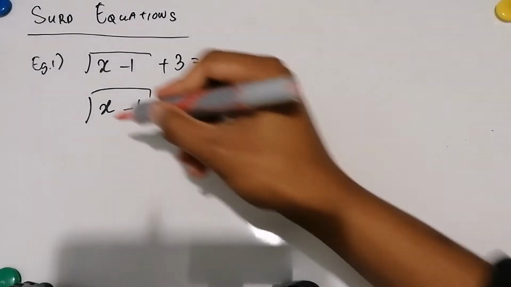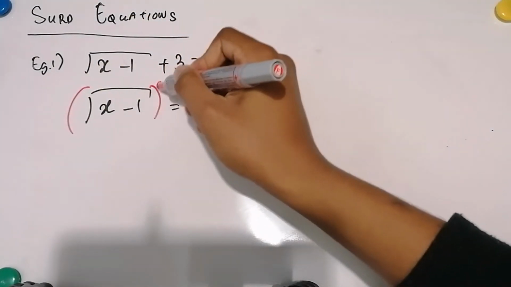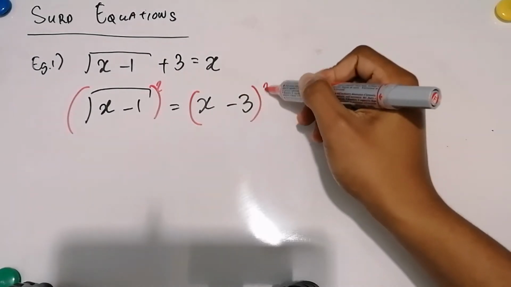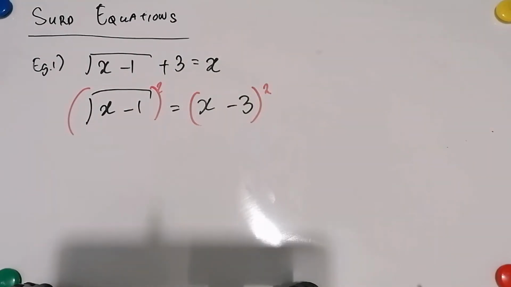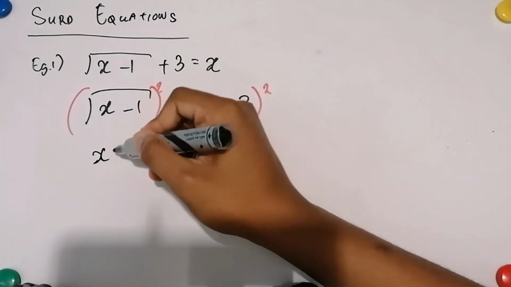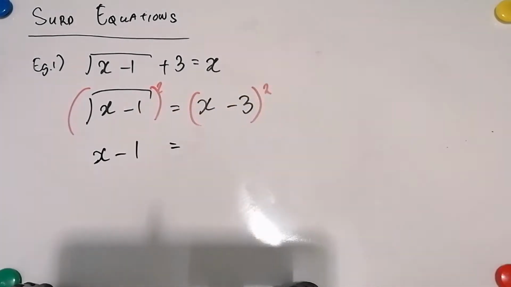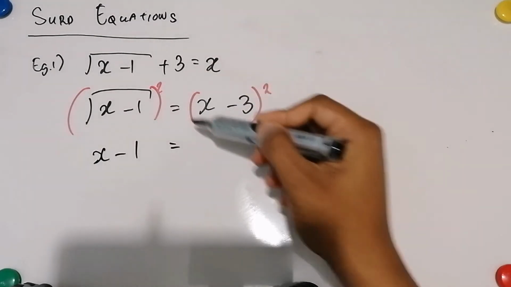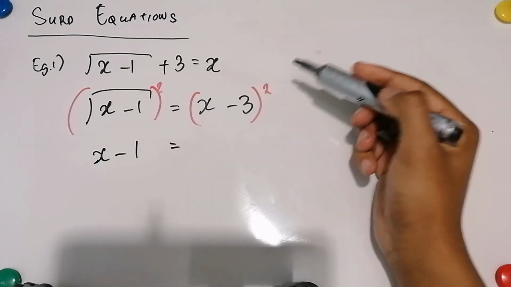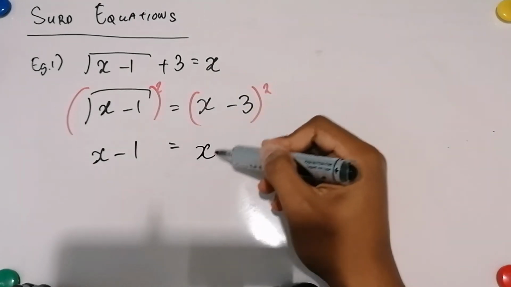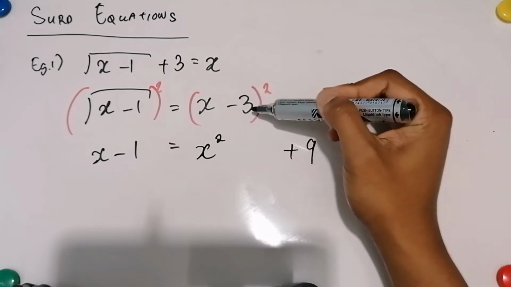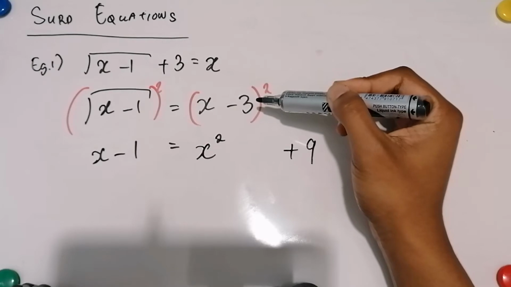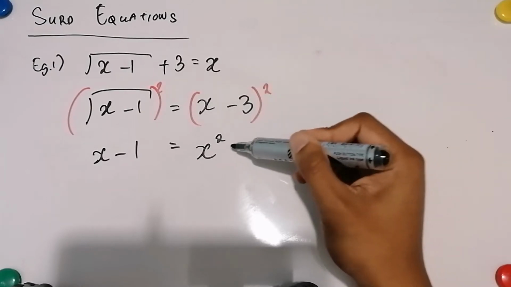Next, we then square both sides. The reason why we square is so that we can cancel the surd. So on the left hand side, we just have x minus 1. And on the right hand side, we need to multiply this out. So the shortcut method is just to square the first term, square the last term, then double the product of the terms inside the bracket. So it's 3 times the x and you double that.